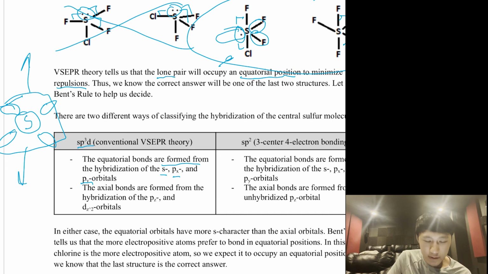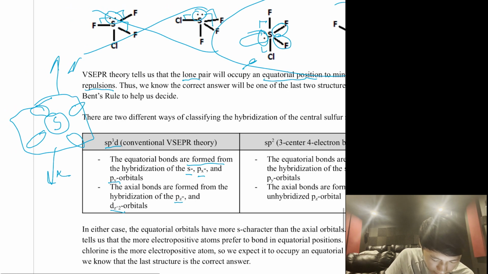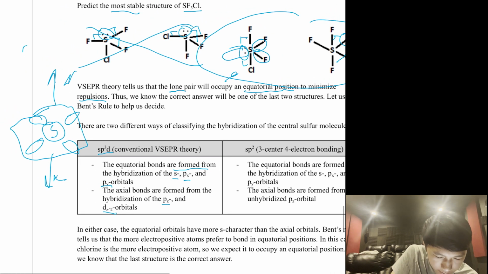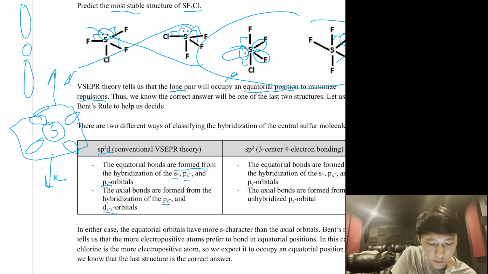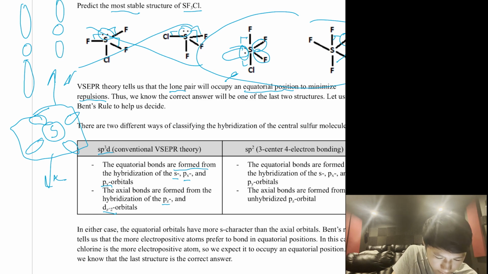Then the axial bonds that follow this straight up and down direction are formed from the p sub z and the d sub z squared orbital. So the p sub z orbital is going to be the p orbital that just points straight up. And the d sub z squared orbital is like this. So we have this orbital here, like this, and then a ring around it. And then the hybridization of these 2 orbitals leads to the axial bonds.